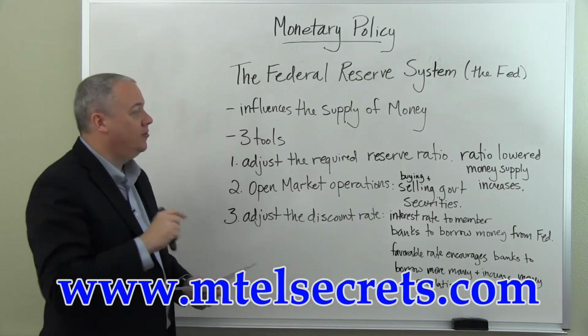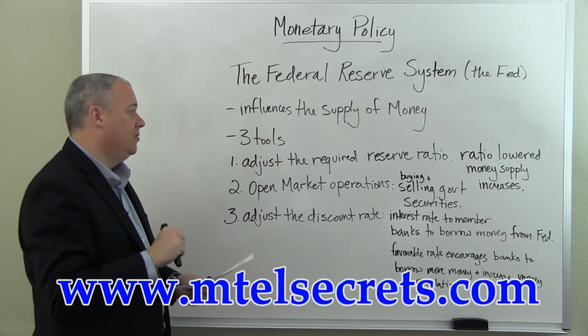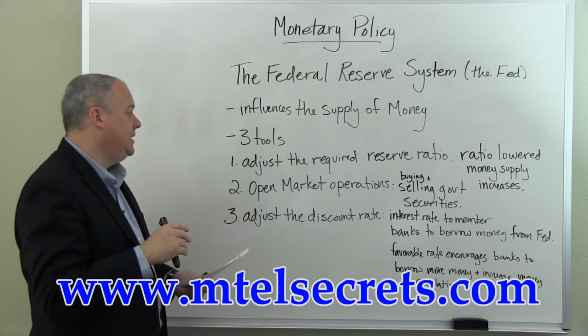So they adjust the required reserve ratio for member banks. They lower that ratio, money supply increases. Raise the ratio, money supply decreases.